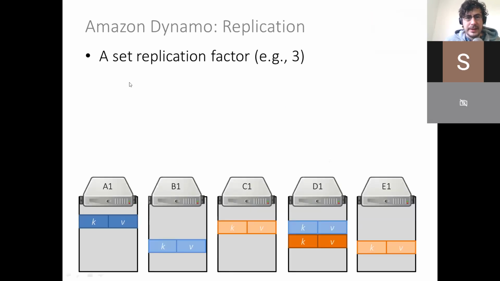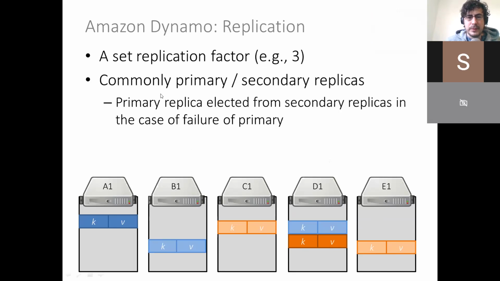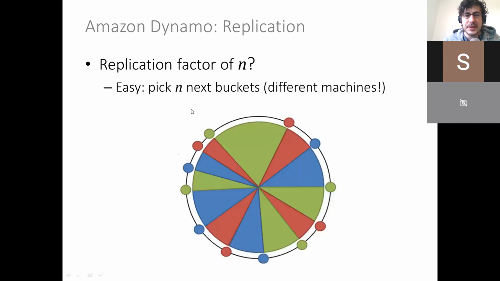So in Dynamo, we can also have a replication factor. We can set a replication factor, for example, of 3. If we have a replication factor of 3, then we keep 3 copies of everything, right? And so here we have 3 copies of the blue stuff, and we have 3 copies of the orange stuff. So what we'll often do is define a primary replica, which are the darker colored ones, the ones that control the reads and writes to that chunk of the data.